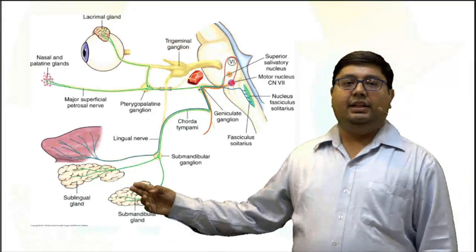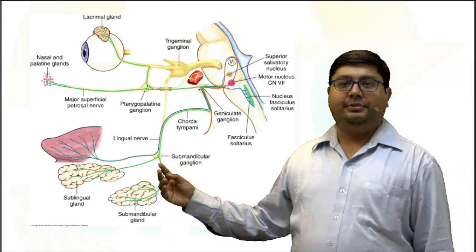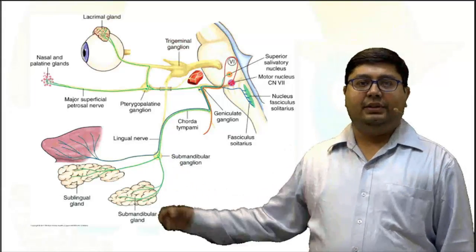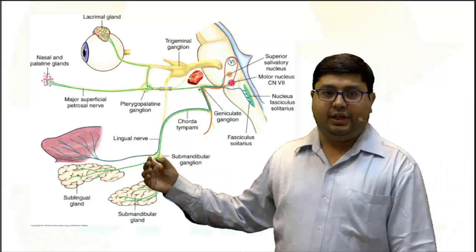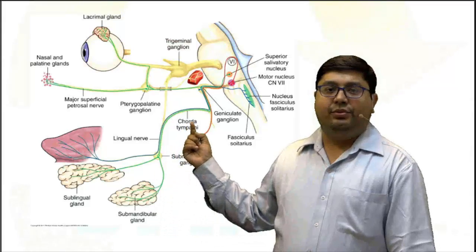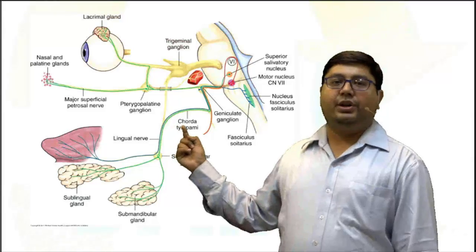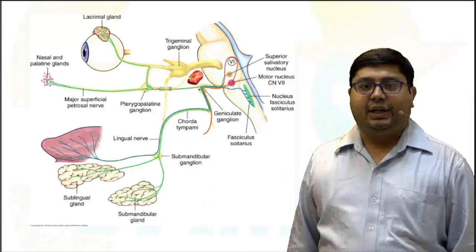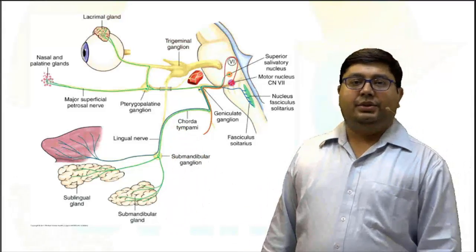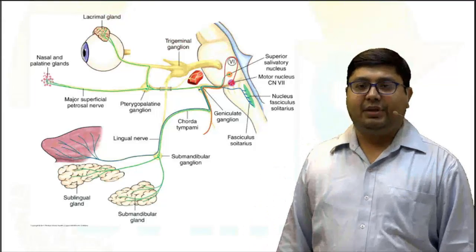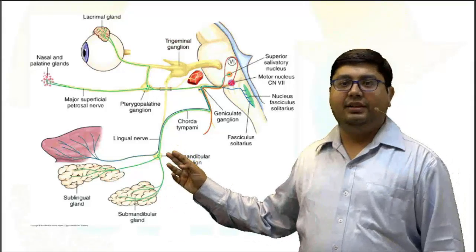Now let us look at the last ganglion. Here we can see the submandibular ganglion is present, which is held by the lingual nerve. The lingual nerve is supporting the submandibular ganglion, but who is bringing the preganglionic fibers is this nerve, the chorda tympani, which is nothing but a branch of the seventh nerve, right? So the chorda tympani is the one bringing the preganglionic parasympathetic fibers for the submandibular ganglion.